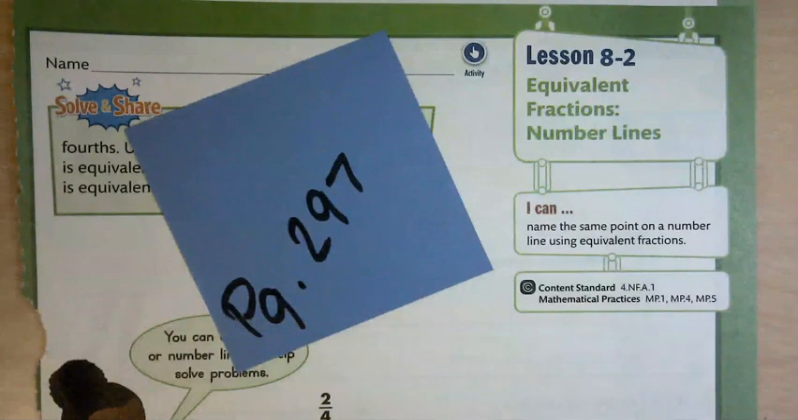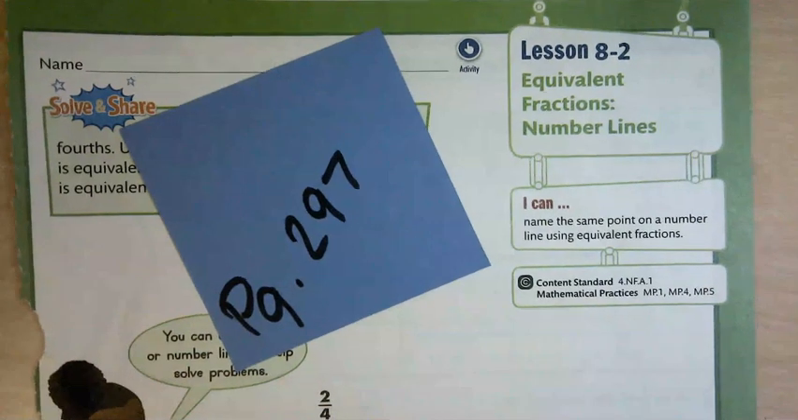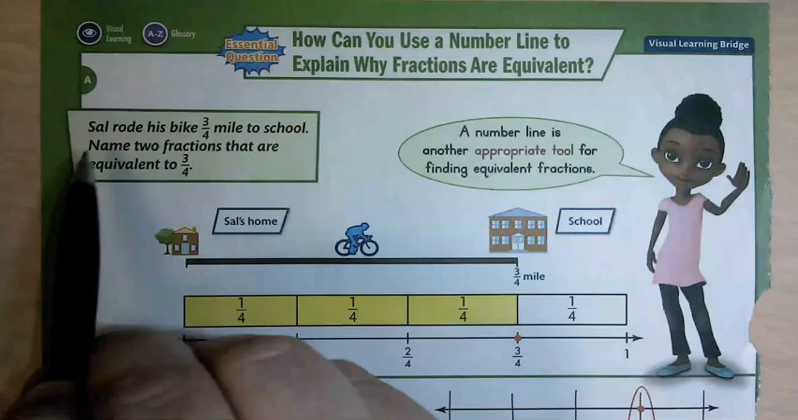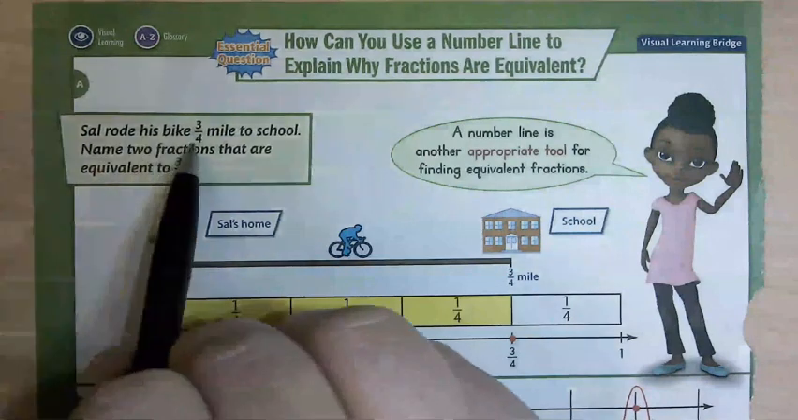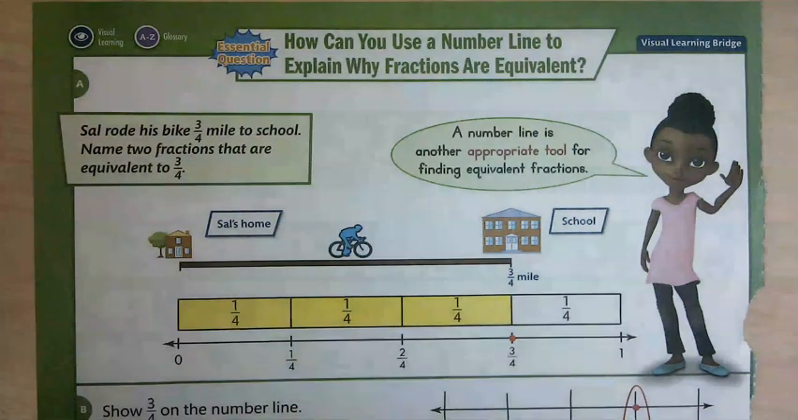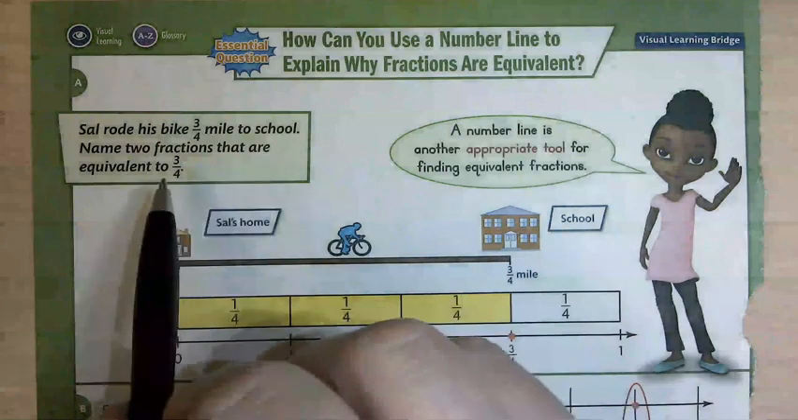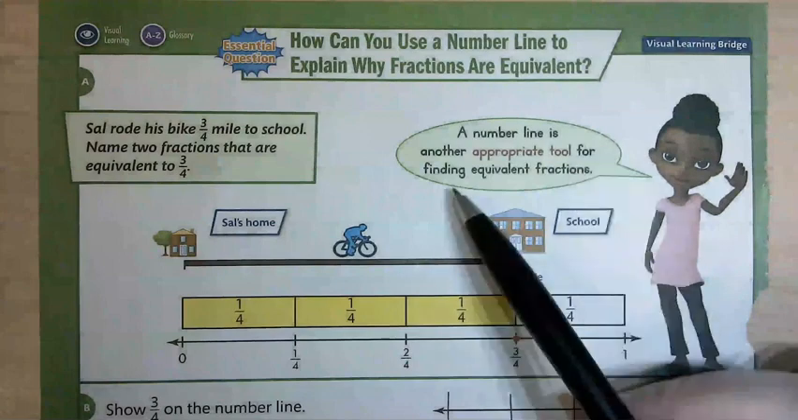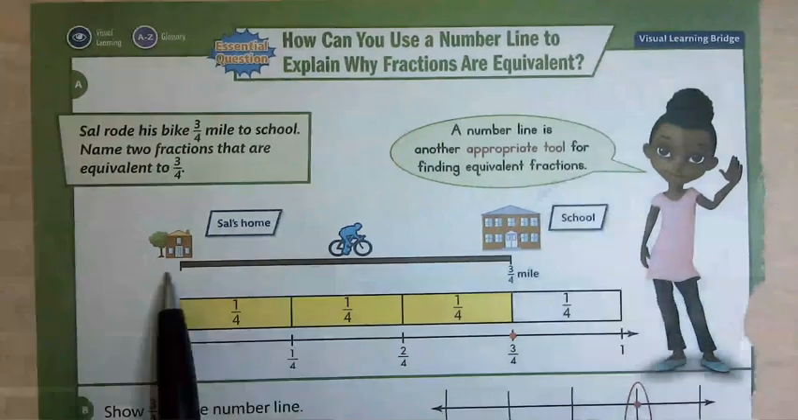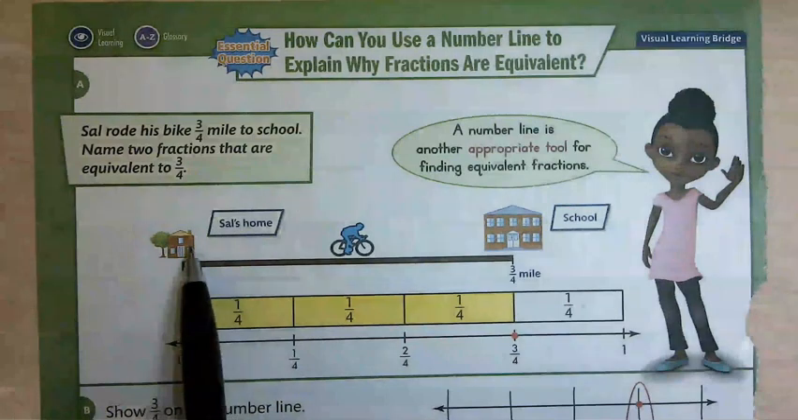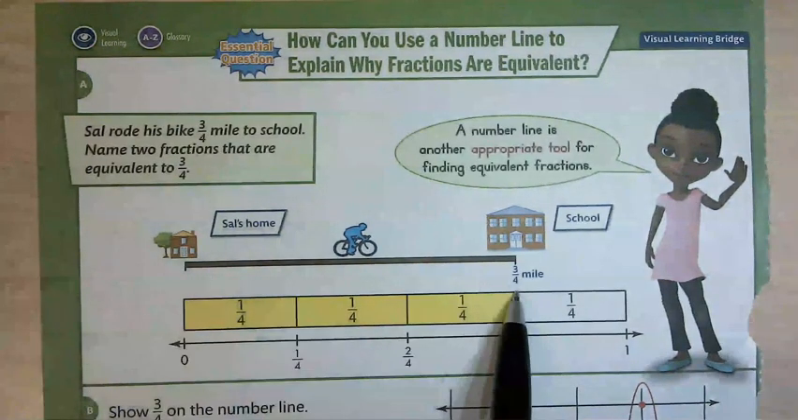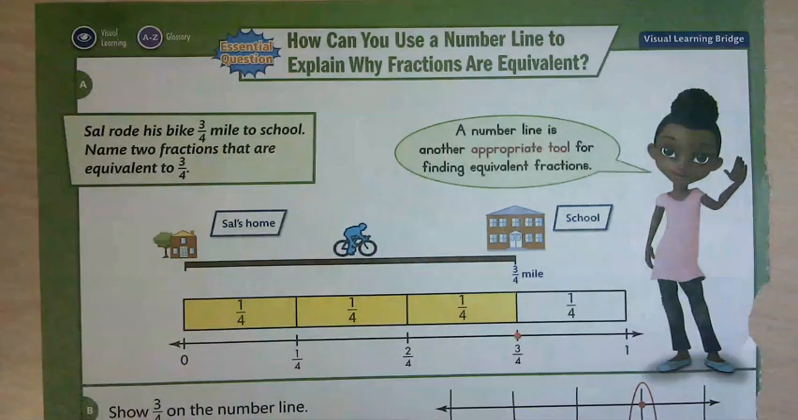So let's go ahead and turn to page 298 and look at what this is going to mean for us today. Here we are on page 298, and it says, Sal rode his bike 3/4 of a mile to school. Name 2 fractions that are equivalent to 3/4. A number line is another appropriate tool for finding equivalent fractions. So here we've got our model. Here's Sal's home. Here is school. And from the beginning of his home all the way to school is going to be 3/4 of a mile. Well, what else does that mean?